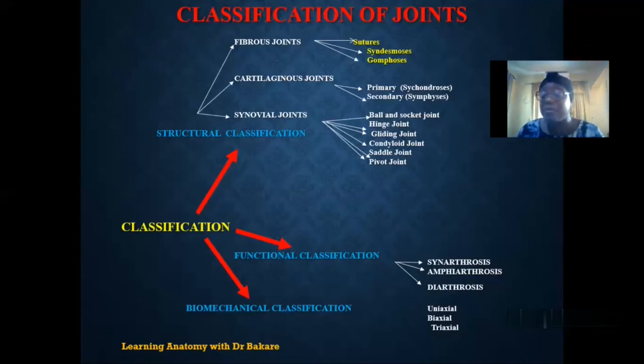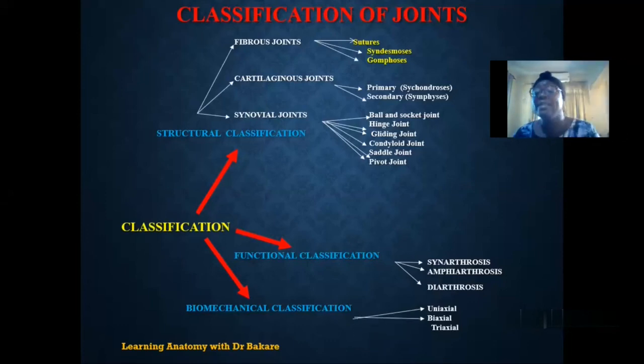Then the last form of classification, which is the biomechanical form of classification. And this is based on the number of articular surfaces that the joint forms. And this could be uniaxial, when the joint can move in just one pattern. And this includes the hinge joint, where the joint can move only in one direction.